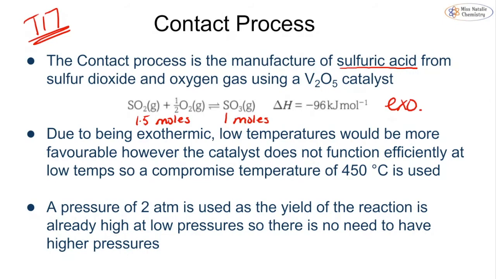Due to being exothermic, we would say that we want a low temperature here, but we have the same problem as we had in the Haber process, and our catalyst doesn't function efficiently. So we have our compromised temperature, similar to the Haber process, of 450 degrees. Now, for this reaction, we don't need a particularly high pressure, because the yield of our reaction is already going to be quite high at low pressures. So we only use a pressure of 2 atmospheres. And again, that's economically feasible for us, and it's not going to be particularly high in energy costs.